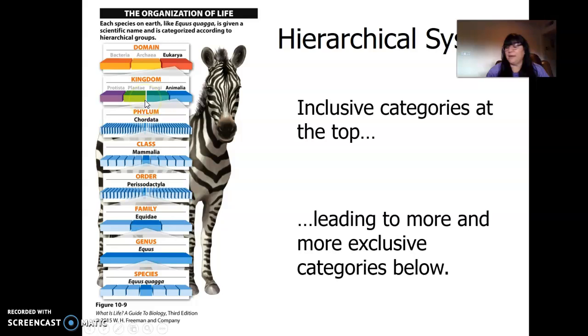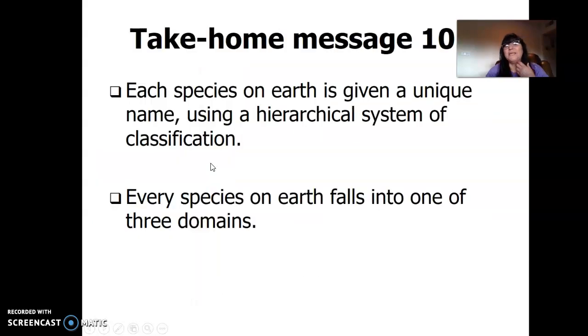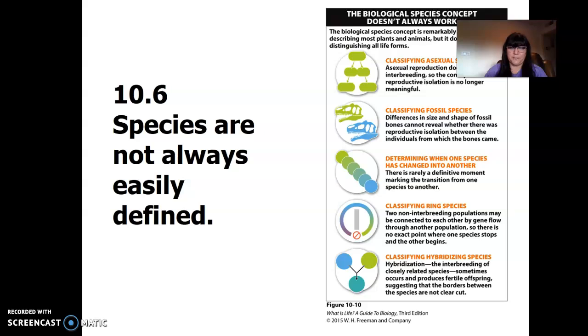That was the dog, by the way. The dog just snorted. Leading to more and more exclusive categories below. So way at the bottom, this is very specific. The species is for zebra. So each species on Earth is given a unique name using a hierarchical system of classification. Every species on Earth falls into one of these three domains.